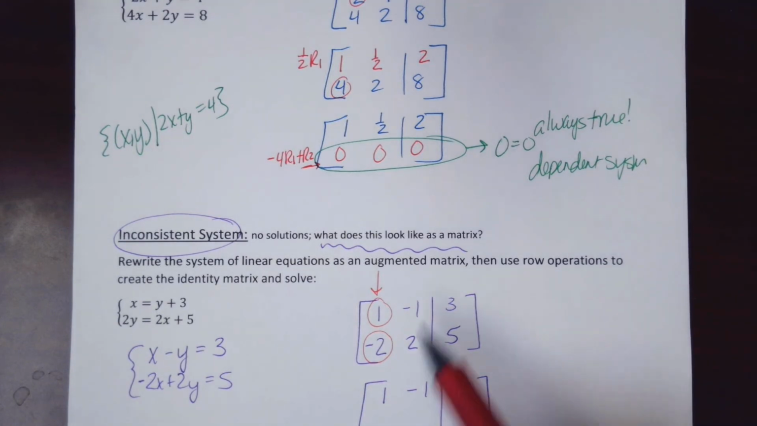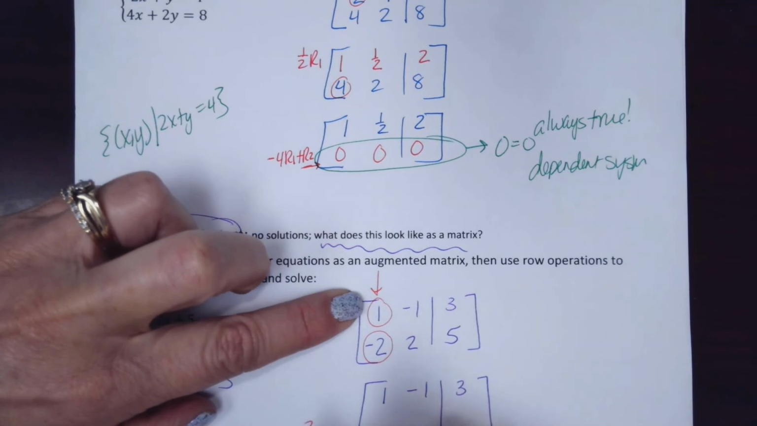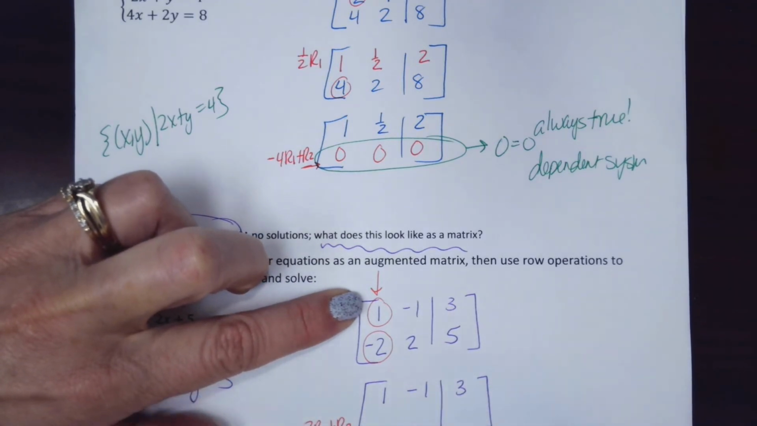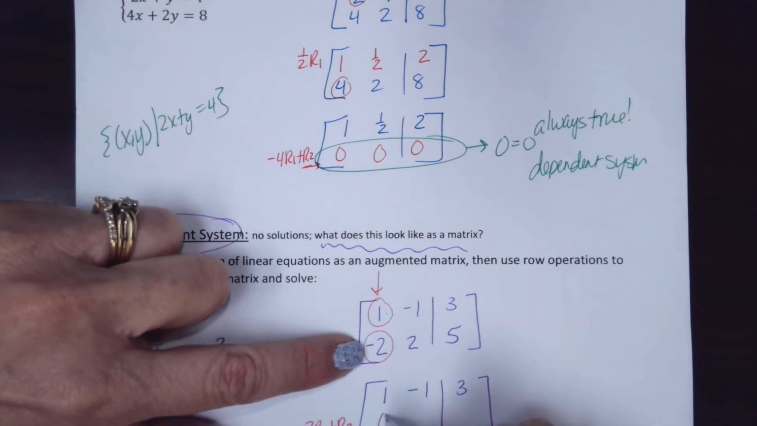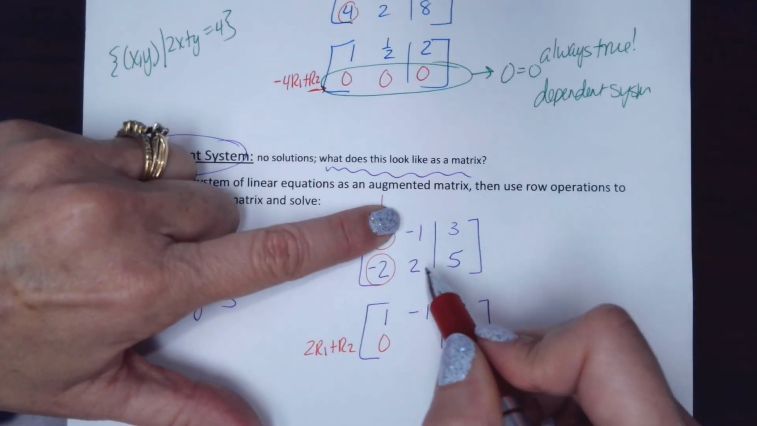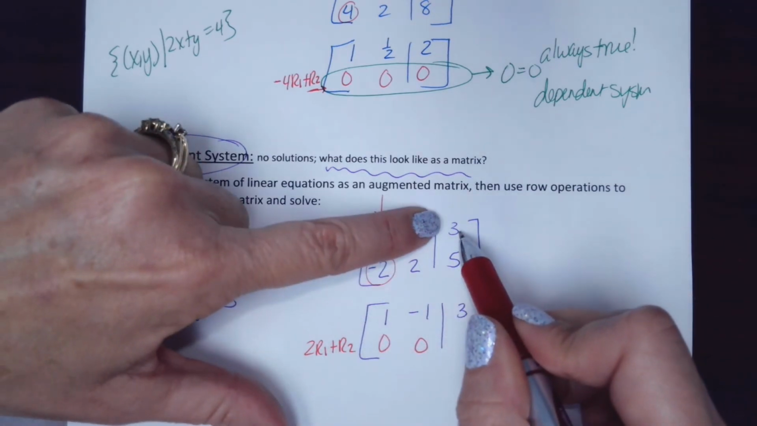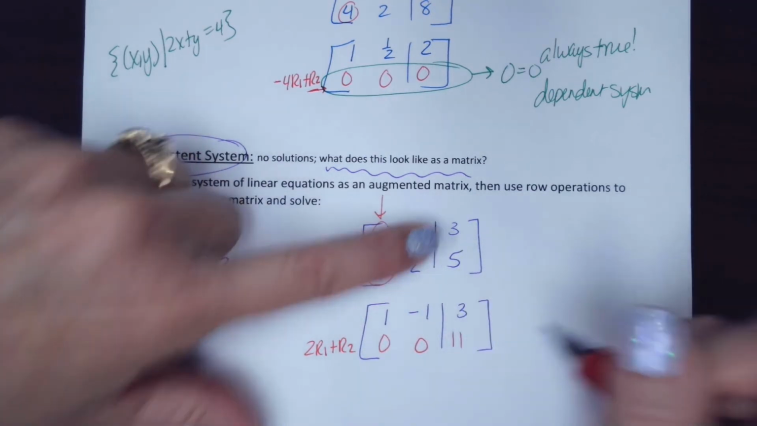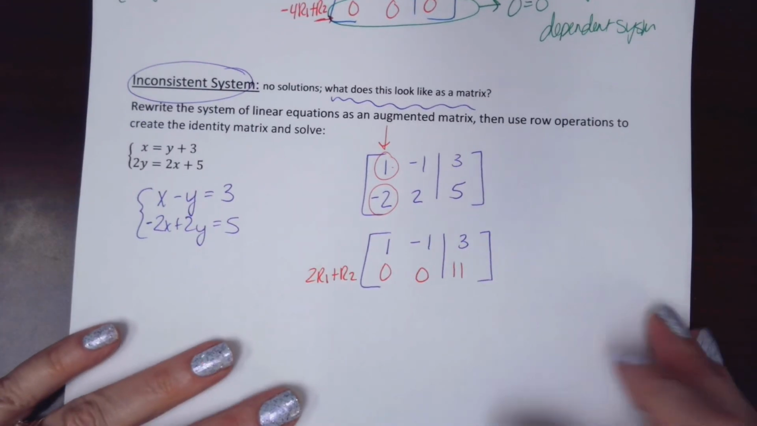How do we get zeros? Well, we add opposites. The opposite of -2 is 2. So 2 times row 1 plus row 2. 2 times 1 is 2, minus 2 is 0. 2 times -1 is -2, plus 2 is 0. 2 times 3 is 6, plus 5 is 11. Apologize that you couldn't see for a little bit.